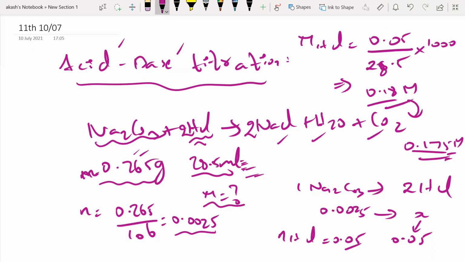Any questions, guys? Everybody understood? I hope it's easy. It's not as complicated as the actual titration part. This is just stoichiometry in terms of molarity. That's the only thing we are doing here. Maybe we'll do one more problem so that you will get a grasp of this.